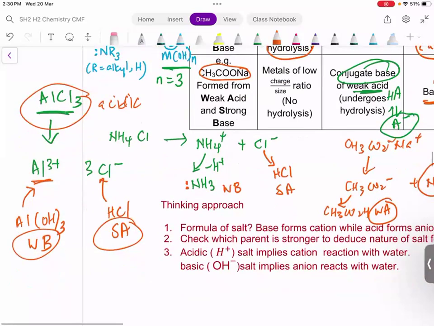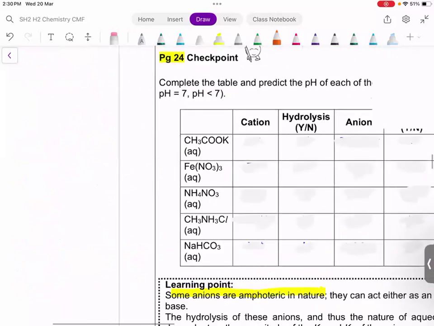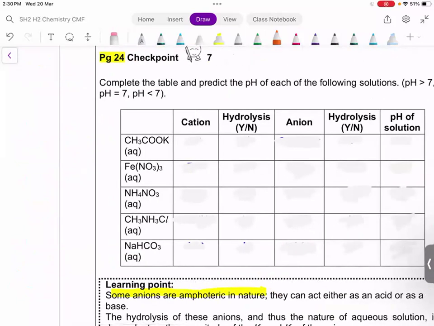All right, can I quickly go to the checkpoint? I want to finish the checkpoint. Come, let's do this. Checkpoint 7. Most often 3. The N over there is most often 3.